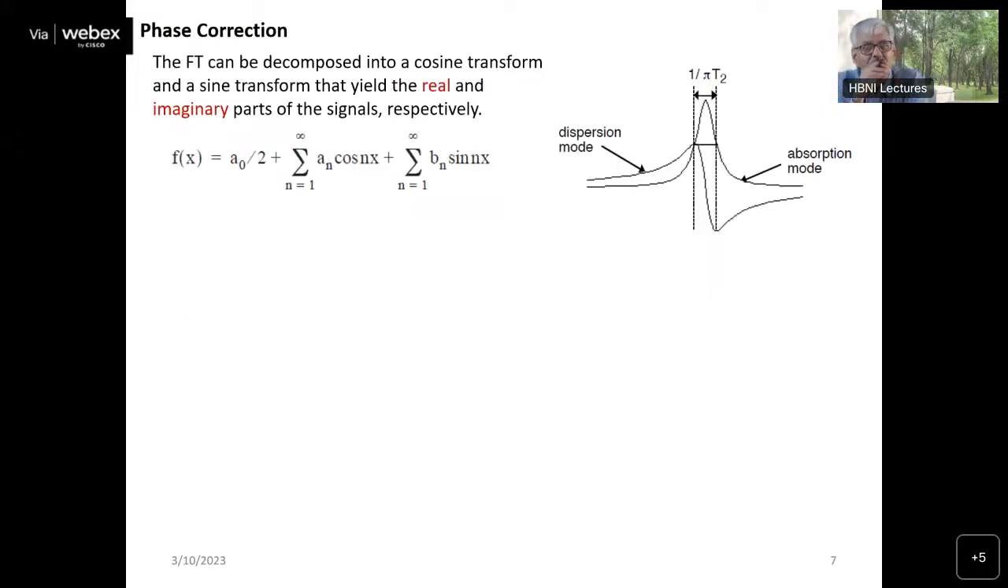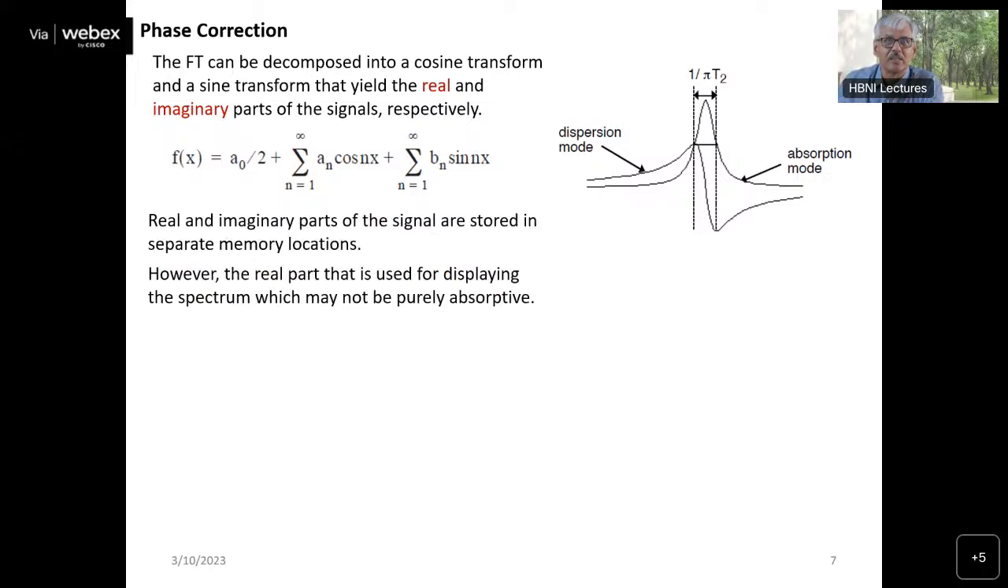If you remember, in my second slide I told you that the Fourier transform can be decomposed into a cosine transform and a sine transform. The cosine gives you the real part and the sine gives you the imaginary part of your signals. These real and imaginary parts are stored in separate memory locations. The real part is used for displaying the spectrum, whereas we don't normally use the imaginary part. But not necessarily is the real part always absorptive. If you see this peak, it is a fully absorptive peak, whereas the other one is dispersive. This is a dispersion peak, and this is a purely absorption peak.